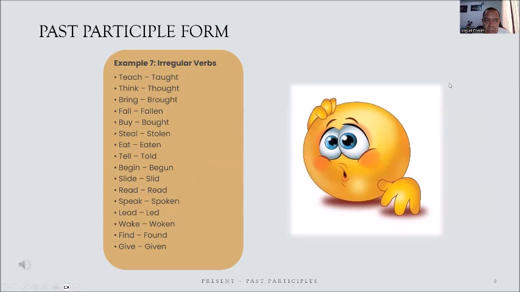Don't forget that in the past participle we have irregular verbs which have different forms. Example 7, irregular verbs. Teach, taught, think, thought, bring, brought, fall, fallen, buy, bought, steal, stolen, eat, eaten, tell, told, begin, begun, slide, slid, read, read, speak, spoken, lead, led, wake, woken, find, found, give, given.